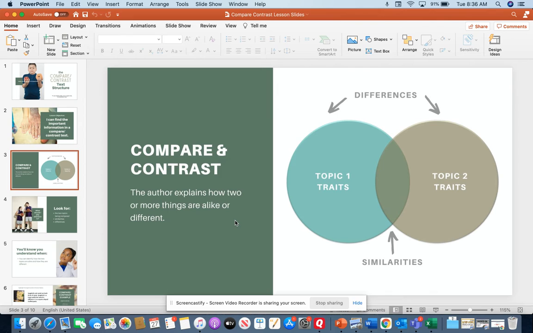Okay, so here is a picture of a Venn diagram that we use to compare and contrast. So these are the differences between the two topics. So topic 1 traits, topic 2 traits. These are the differences between the two. And right here in the middle would be the similarities. So in compare and contrast, the author explains how two or more things are alike or how they're different.